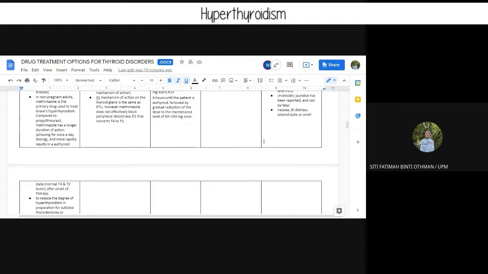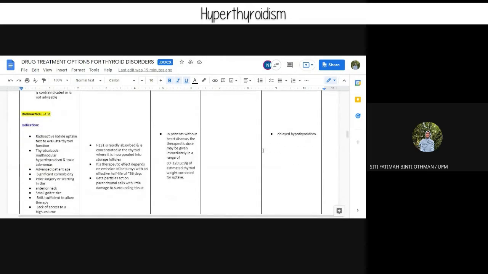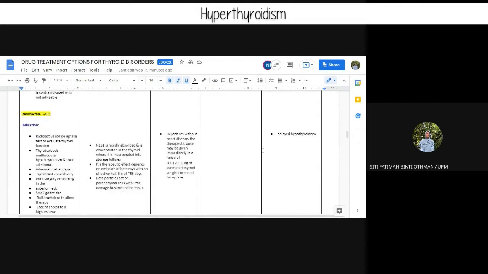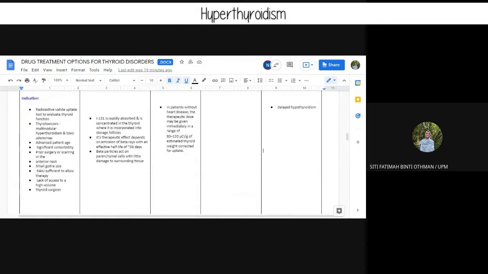Okay, next, also in the same category, is radioactive iodine 131. For the indication for this drug, the radioactive iodine uptake test to evaluate thyroid function, for thyrotoxicosis, multinodular hyperthyroidism, and toxic adenomas. It's also used for advanced patient age. What I read is it's used with patients above 21 years old.